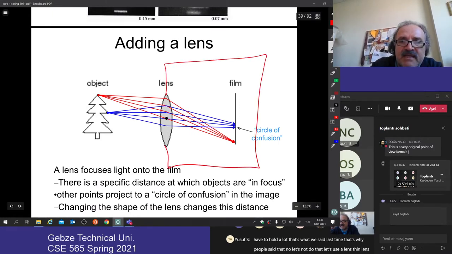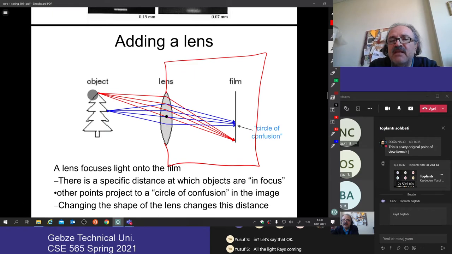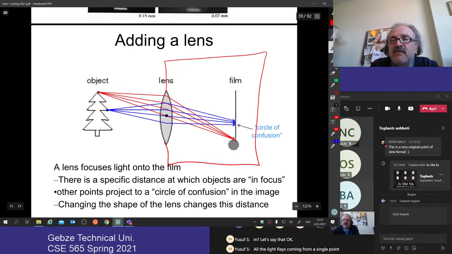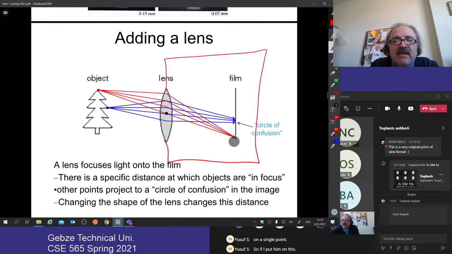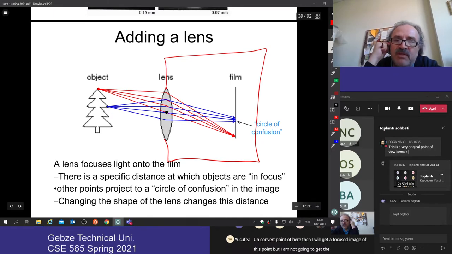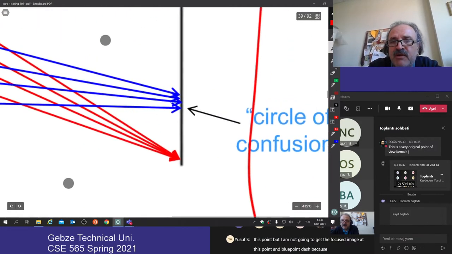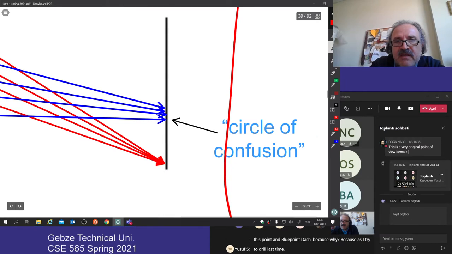So make this a box like that, make a large hole in front of it, and put a thin lens. What is the rule of the thin lens? The thin lens says that all the light rays coming from a single point will be focused on a single point. So if I put a film at this converged point, then I will get a focused image of this point. But I am not going to get a focused image of this point and the blue point there. Because, as I tried to draw last time, these will go.